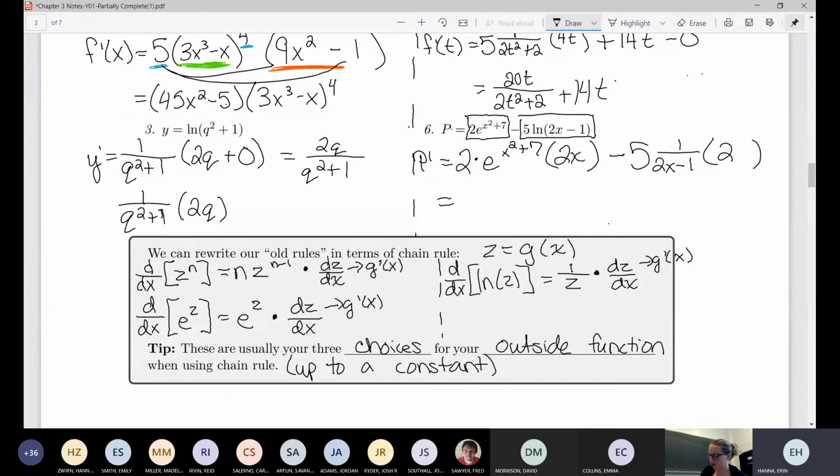In general, that's a perfectly fine stopping point, but if we wanted to simplify it a little bit, we could lump those constants together, the 2 and the 2x in the first piece, and then I'm going to multiply the 5 and the 2 to get 10. And I'm also going to put it on top of the fraction bar.